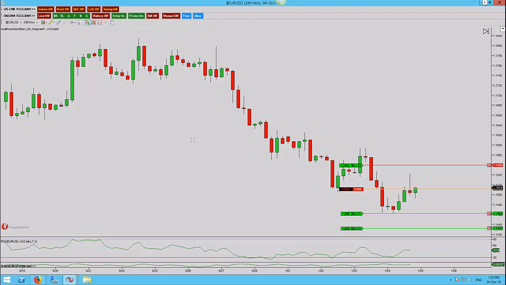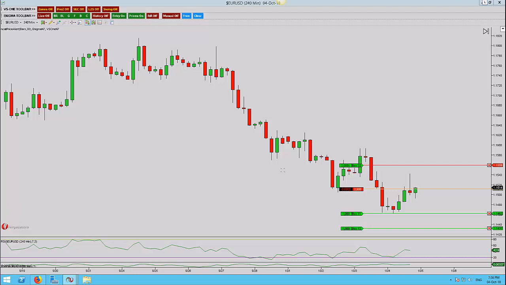Here we are on the EUR/USD 240, and this is a trend continuation trade I've been trying to get in all day. The setup actually happened several hours ago, but due to the risk to reward, I wasn't able to get my entry that gave me a favourable risk to reward.